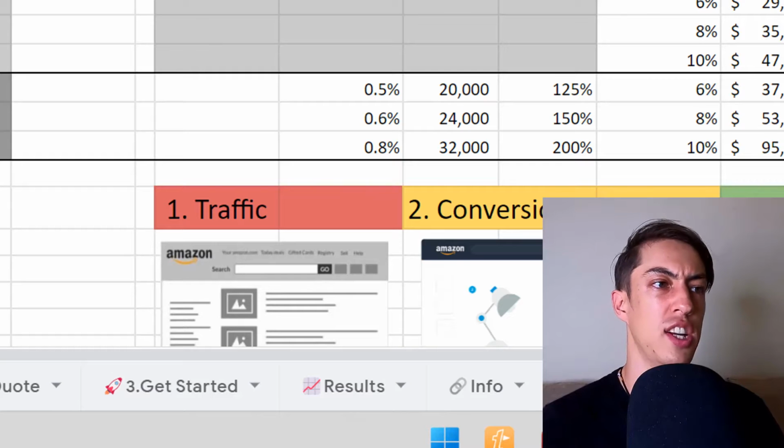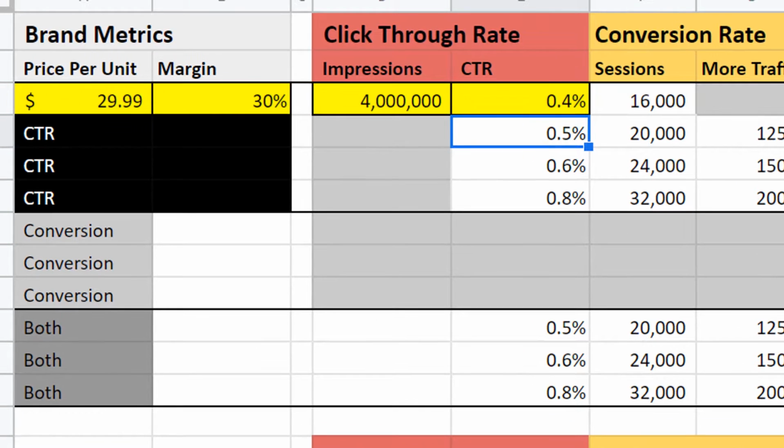And let's break down the math a little bit more here. This spreadsheet shows an example of a product that has a price per unit of $29.99. We have a profit margin of 30%. And then these numbers, impressions, 4 million impressions. So this just means that 4 million people on Amazon viewed your product on the search results page or on your ads or somewhere. As they're scrolling through Amazon somewhere, they saw your product amongst all the other products, right?